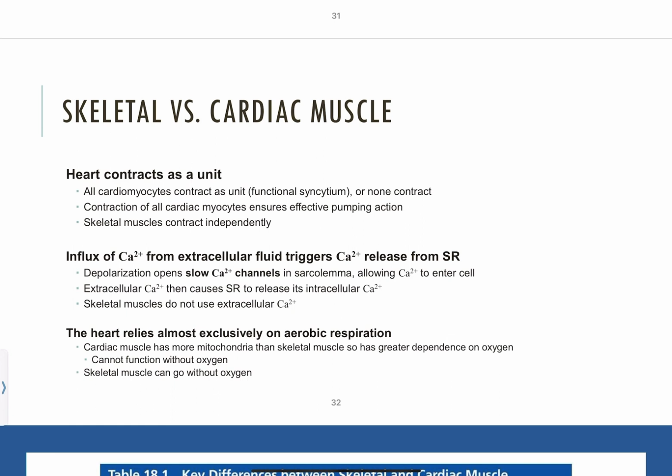Another difference is that the heart depends almost entirely on aerobic respiration for energy. We already talked about how cardiac muscle cells have more mitochondria than skeletal muscle, so they cannot survive without oxygen. We talked about skeletal muscle and how it can function anaerobically for short periods by undergoing lactic acid fermentation. We can't do that in cardiac muscle. So interestingly, this makes cardiac muscle tissue extremely resilient, but also highly vulnerable to oxygen deprivation, and this is sometimes what can lead to a heart attack.